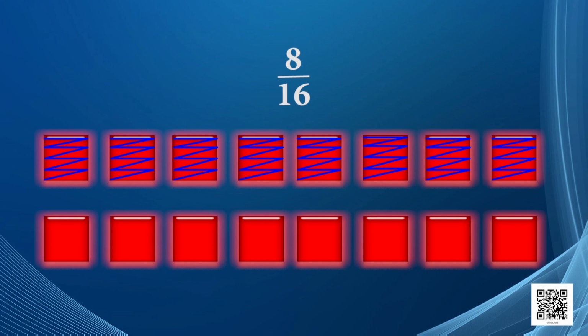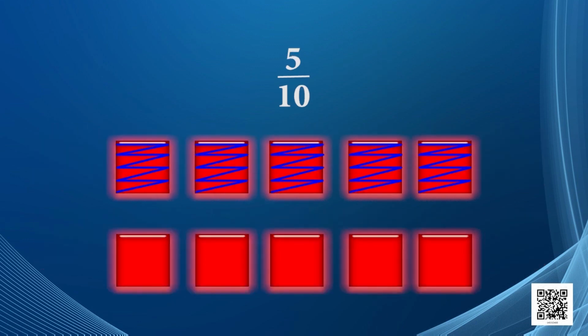What about 8 upon 16? How many boxes are there? 16. Out of which, how many boxes are shaded? 8. Is it half? Yes. Then 8 upon 16 is equivalent to 1 upon 2.